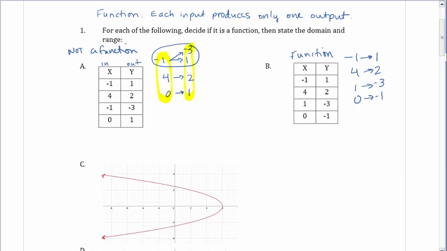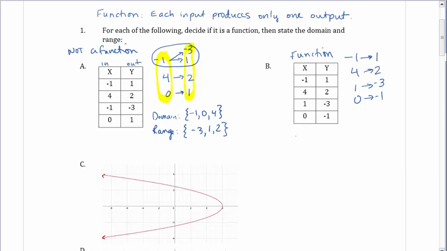And when you just have a small list, we usually write them in set notation using curly brackets. You can technically write them in any order. I usually write them from smallest to largest. So the domain in A is -1, 0, and 4, and the range is -3, 1, and 2.